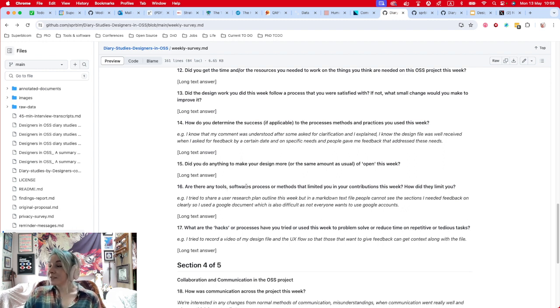Are there any tools, software, processes, or methods that limited you in your contributions this week, and how did they limit you? So this was interesting. This is asking, are the tools working for you with your contributions, or are you struggling with the software or methods limiting people?